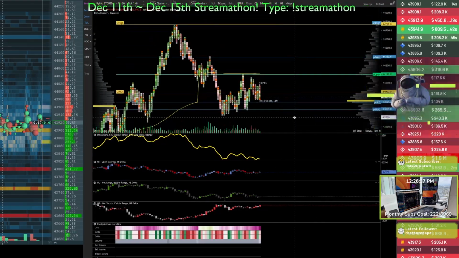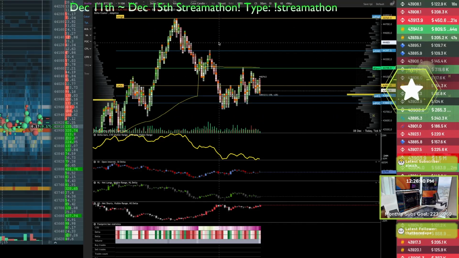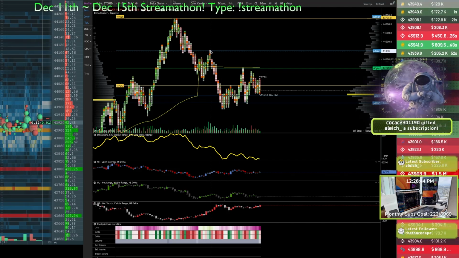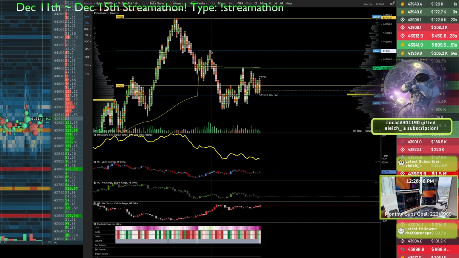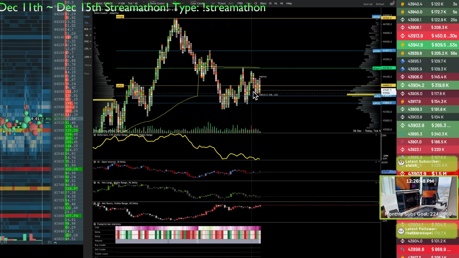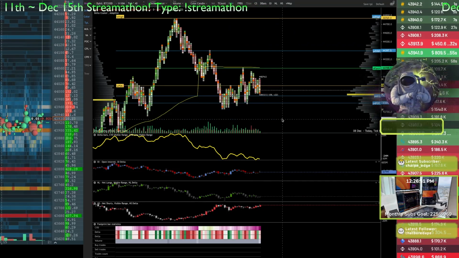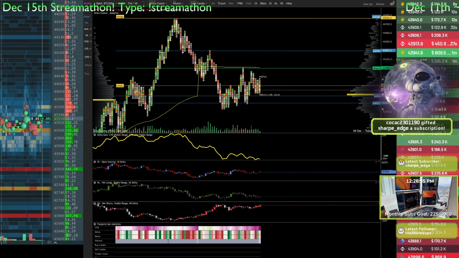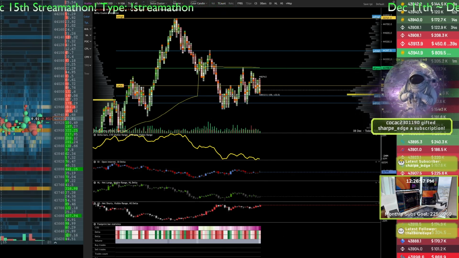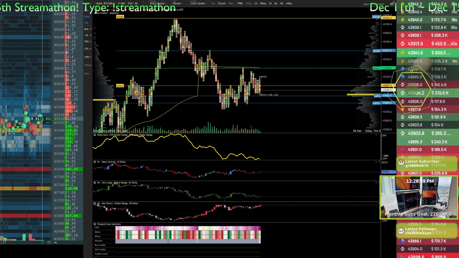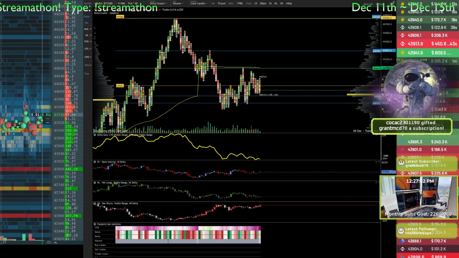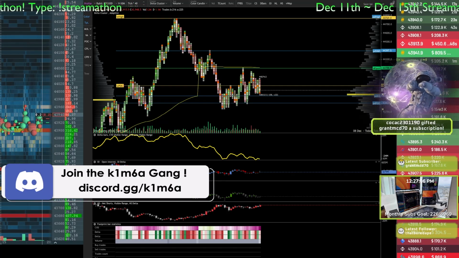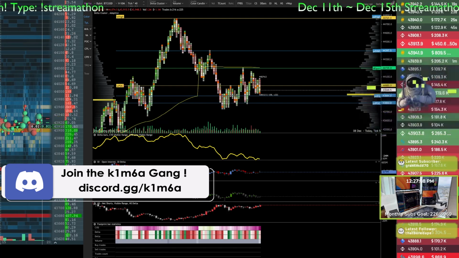Just by looking at this, you broke through value area high, you did a bearish retest. Do you have any sort of bullish buildup? You have shorts. I think you're starting to get shorts trapped, which is great. I don't know if it's enough.